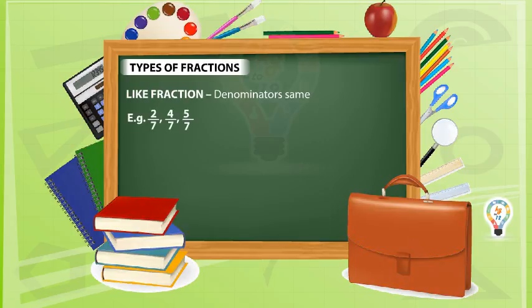Unit fraction. A fraction having 1 as the numerator is called a unit fraction. Decimal fraction. A fraction having 10, 100, 1000, etc. as denominators is a decimal fraction.